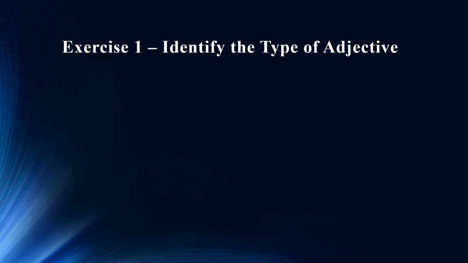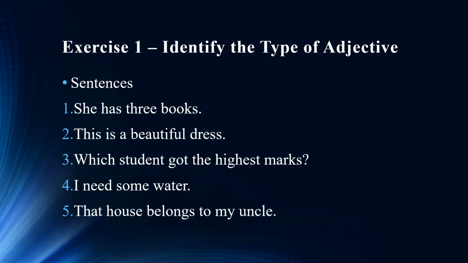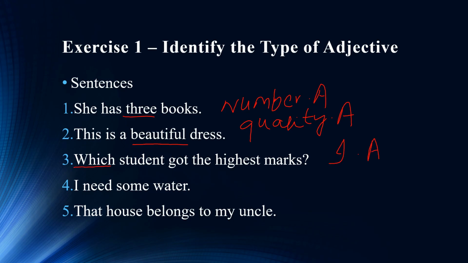Exercise number 1. Identify the type of adjective. So these are the sentences. Number 1 sentence is she has 3 books. So you are to identify the type of adjective, number adjective. Second sentence, this is a beautiful dress. Beautiful, this is quality adjective. Third sentence, which student got the highest marks? So which interrogative adjective? I need some water. Some, this is quantity adjective. That house belongs to my uncle. That house, this is demonstrative adjective.